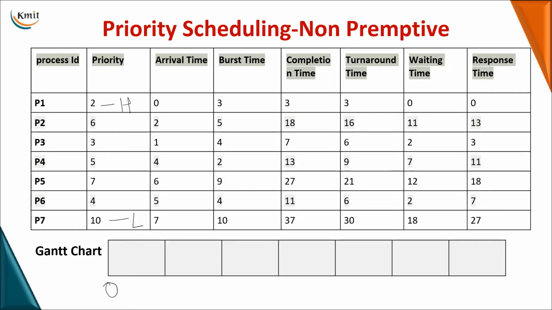So at arrival time 0, this is non-preemptive. Once you allot the CPU, you use that CPU until the execution of its burst time is complete. So P1 is given. What is the burst time here? 3. So the CPU will be held by P1 for 3 milliseconds.